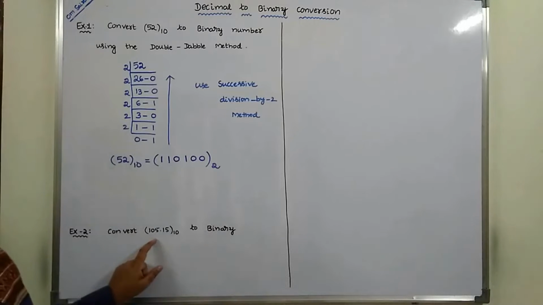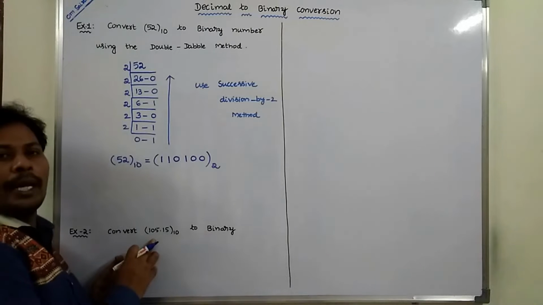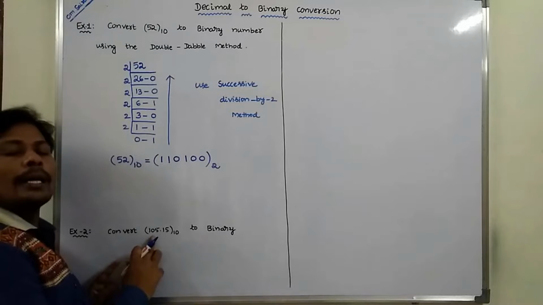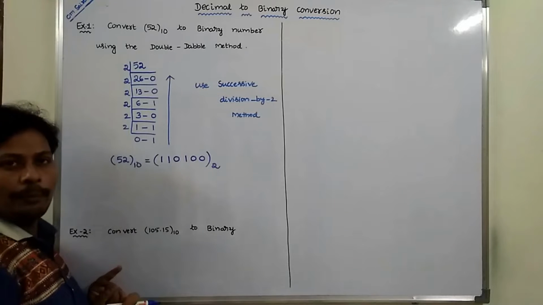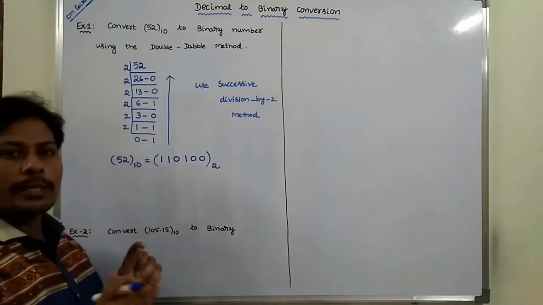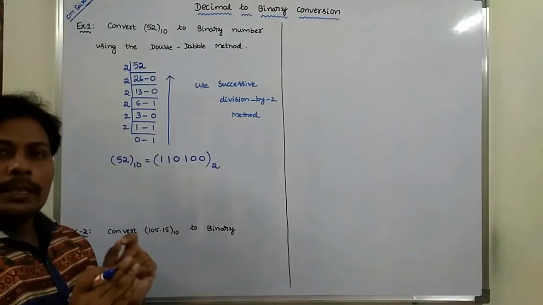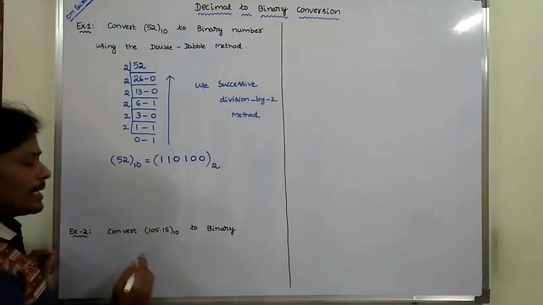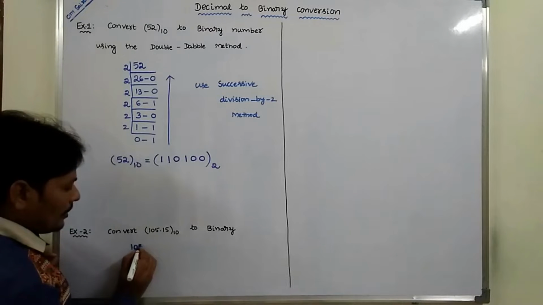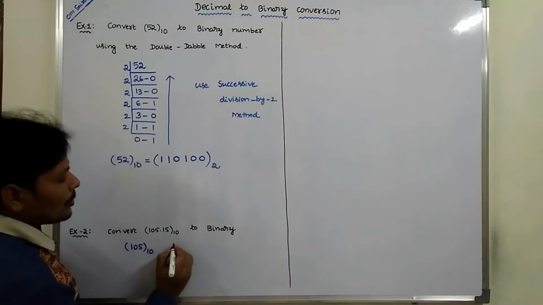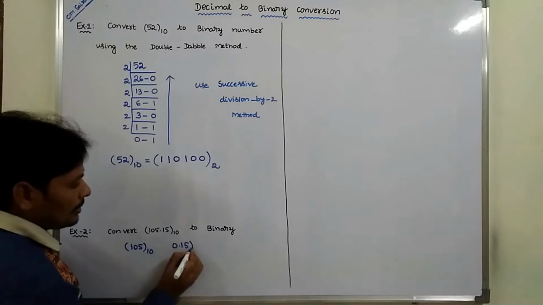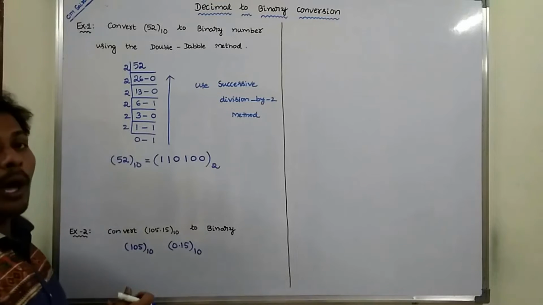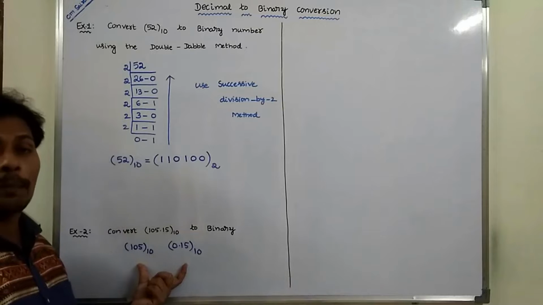Okay, so in this one this decimal number contains two parts. One is integer part and another one is fractional part. Now we have to solve this problem divided into two sub-problems. We have to separate the integer part 105 base 10 and we have to separate the fractional part 0.15 base 10. Now we have to solve these two sub-problems separately.